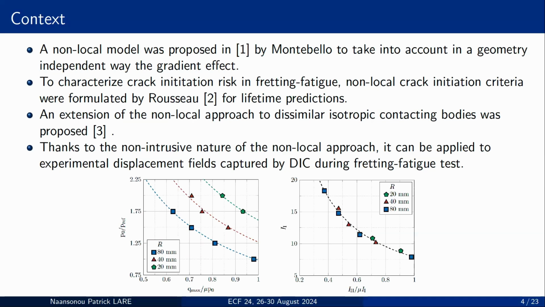One of the particularities in fretting fatigue is the gradient effect. We can see on this figure that the crack initiation boundary depends on the gradient effect, which depends on the geometry. But to predict the crack initiation boundary in a geometry independent way, a non-local approach was proposed by Montebello in his thesis, and we can see that with non-local quantities, we are able to predict the crack initiation boundary in a unique curve. So this means that the non-local quantities take into account the gradient effect.